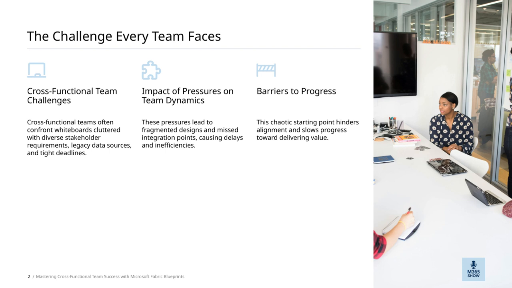You'll also notice that cross-functional teams frequently deal with cluttered whiteboards, filled with a mix of stakeholder requirements, legacy data sources, and tight deadlines. All of these pressures create a complex environment. Recognizing these common challenges helps us understand why success isn't always straightforward, and it sets the stage for exploring how Microsoft Fabric blueprints can help us master these obstacles.